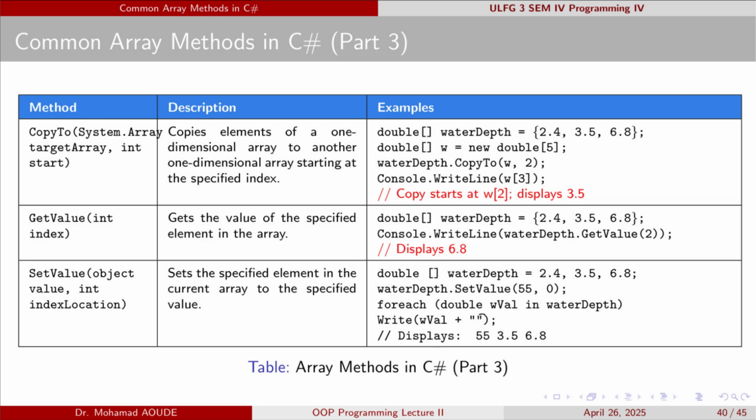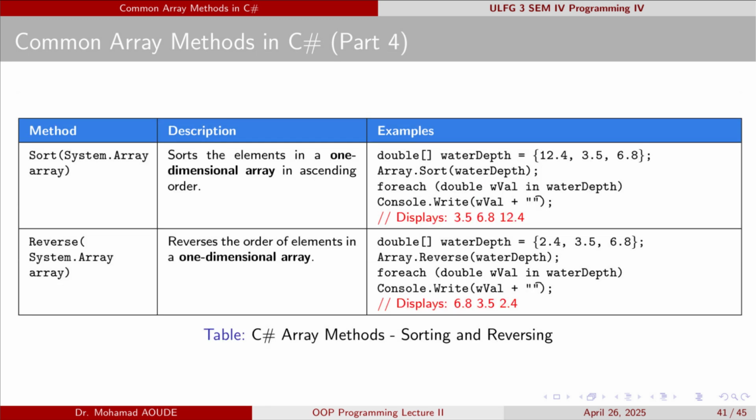Next up, ConstrainedCopy, GetValue, and SetValue. ConstrainedCopy is another way of copying elements from one array to another, specifying the target starting index. GetValue retrieves an element's value by index dynamically, and SetValue allows you to modify the value at a specific index dynamically. These methods are particularly useful when dealing with generic programming or writing dynamic array handling code.